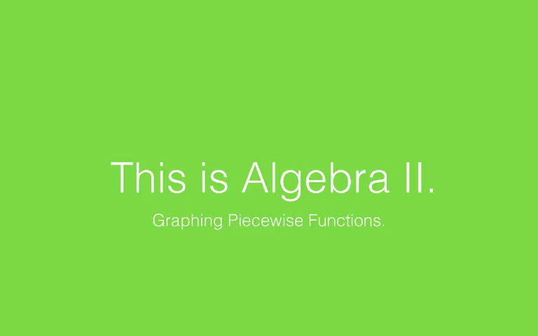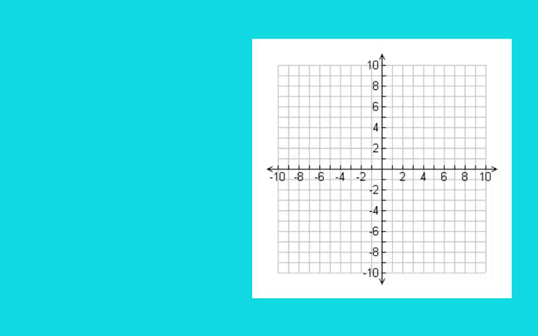I just want to give you guys a little bit of help with piecewise functions, with graphing them. So let's get started on one. Let's make one up really quick. Let's call this one f of x. This piecewise function will be, say, I'll have 3 parts.